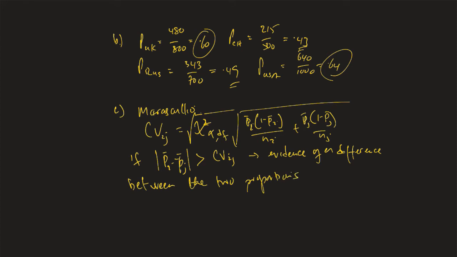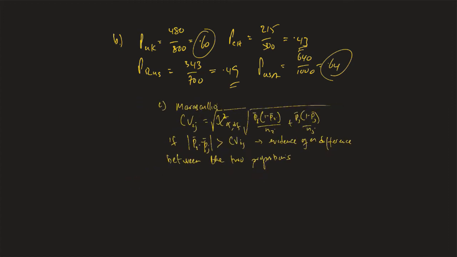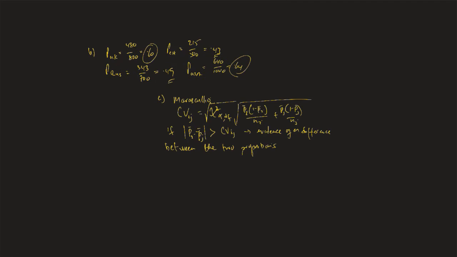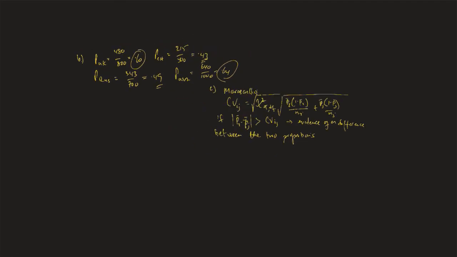All right. So let's go about trying to calculate CVIJ and see what we get. We're going to do one of them. Let's compare the UK and Russia. We're going to do one of them and then I'll give you the values for the rest. We're going to do UK and Russia.